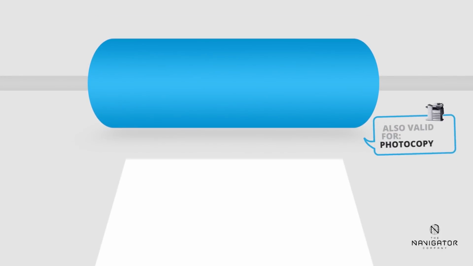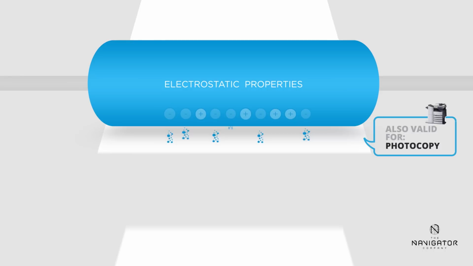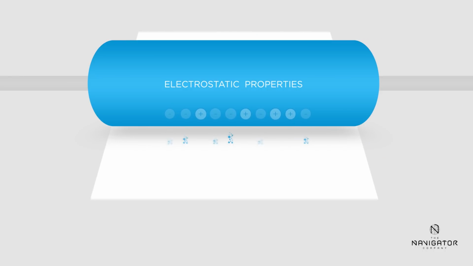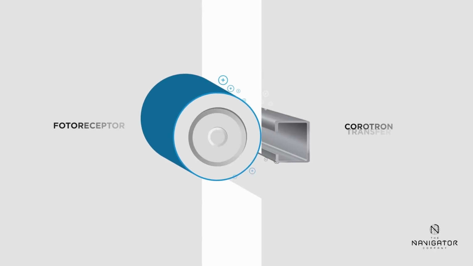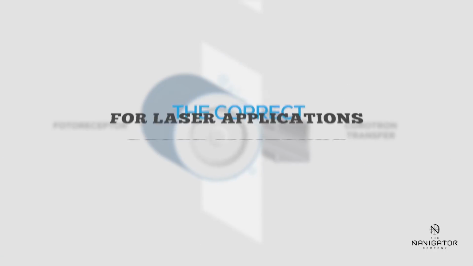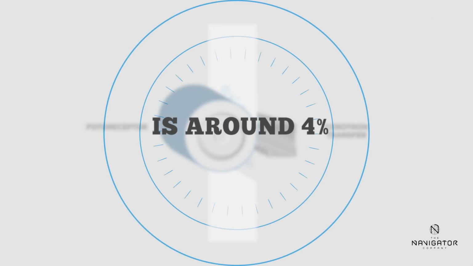In laser printing, surface electric charge is important to allow the setting of toner onto the paper surface. In order for particles of toner to be retained in the paper, the charge should be within specific parameters and shouldn't be too small. Paper with high humidity can lead to poor toner adhesion and curl. The correct paper moisture level for laser applications is around 4%.